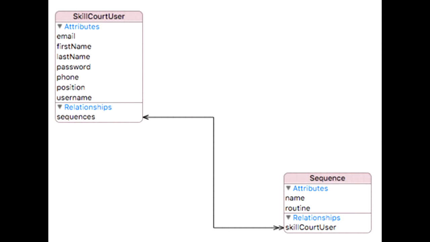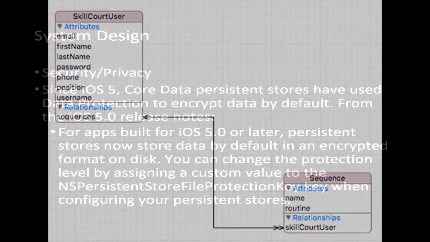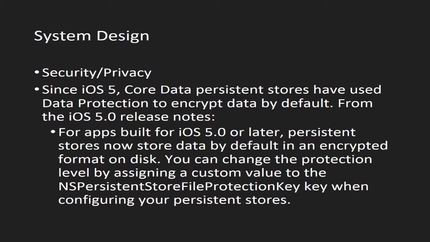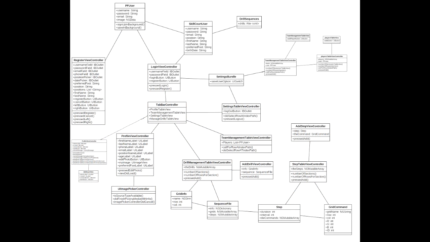My persistent data design has a user and a sequence entity, which is a one-to-many relationship. So one user has many sequences. Of course, this involves a level of security, but iOS 5 helps me out by letting me set a private key in order to encrypt my local data. My class diagram shows the whole iOS implementation of SkillCourt that I've worked on.